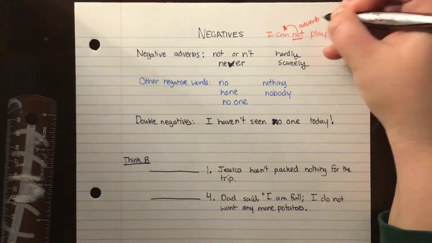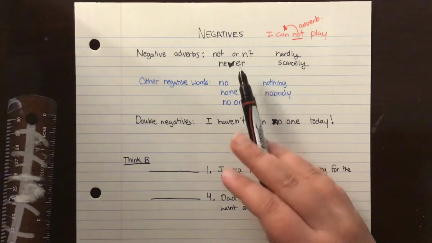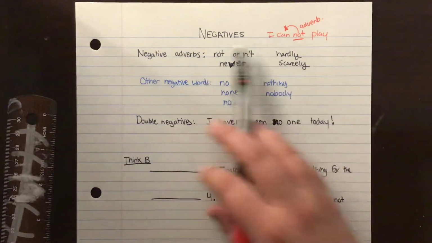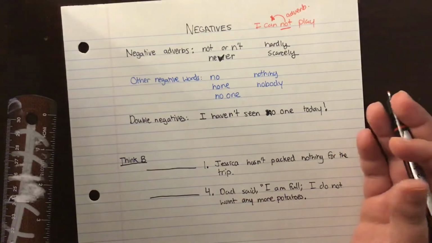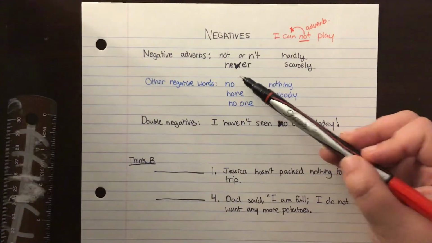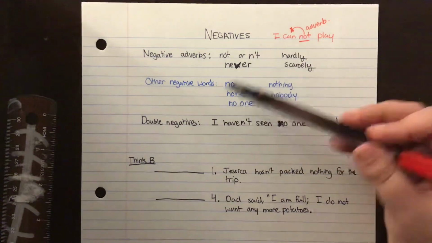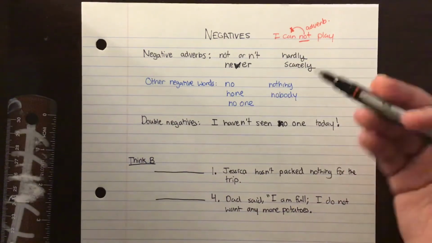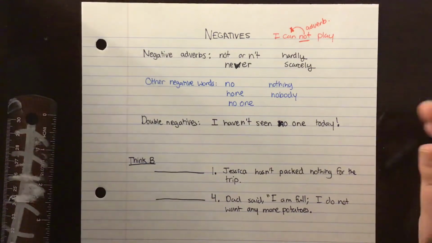So oftentimes, negative words like not or n't on the end of a word, couldn't, shouldn't, never, hardly, scarcely, all of these are different adverbs that basically say no, it's negative, it can't happen. Now there are other negative words that can often be used too, words like no, none, no one, nothing, nobody. These often are not adverbs, but they also are used to describe negative feelings or negative things that are happening, the thing that is not happening.